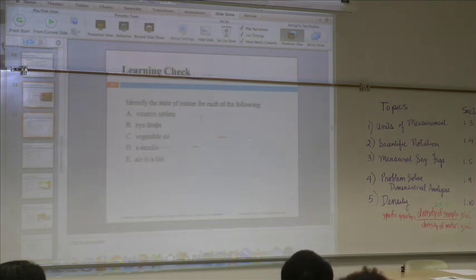Okay. Identify the state of matter for each of the following: vitamin tablets. What's the state? Eye drops. Liquid. Vegetable oil. Liquid. Candle. Solid. Air in a tire. Air. Yes. Oh, gas.